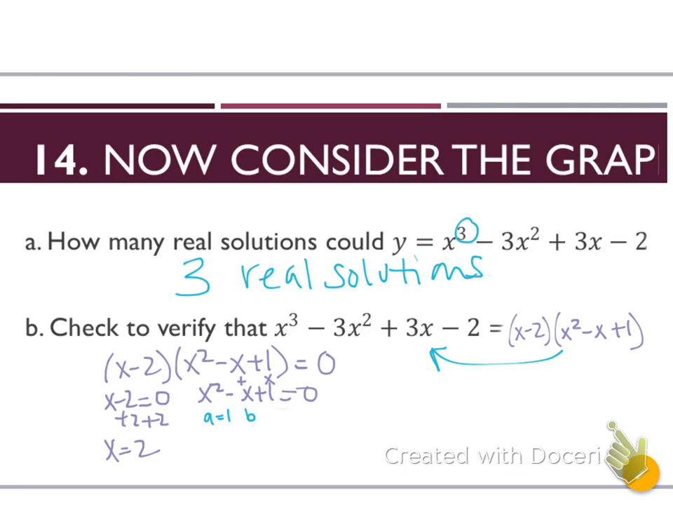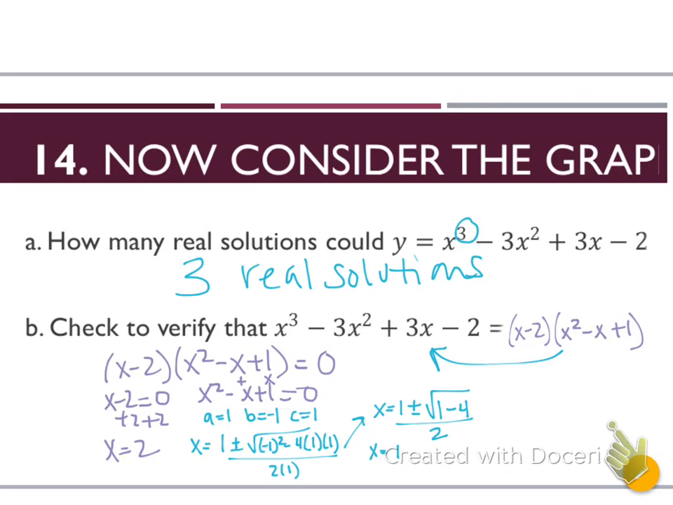So a is 1, b is negative 1, and c is 1. I'm just going to plug it in real quick. Negative 1, and for a negative b becomes a positive. Okay, we are going to simplify in my square root. Negative 1 squared gets me 1. Negative 4 times 1 is negative 4. 2 times 1 on the bottom is 2. 1 minus 4 is negative 3.